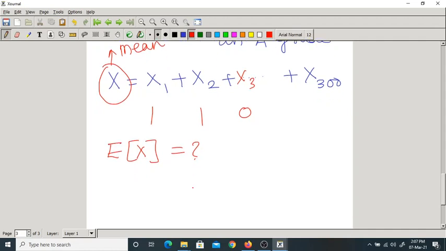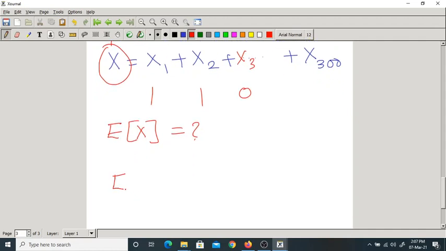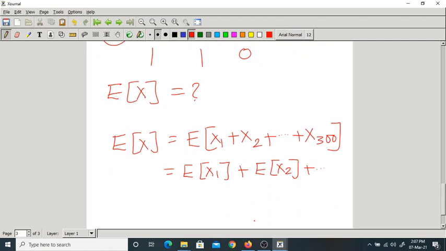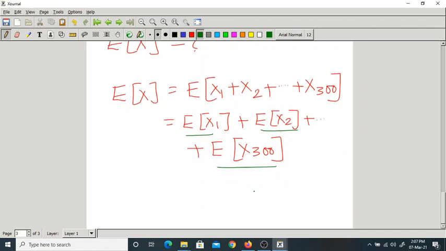Okay. Now, so simply, expectation of x equal to what now? Expectation of x1 plus x2 plus so on x300. Just now I told you it is also the same as expectation of x1 plus expectation of x2 plus so on expectation of x300. Now our aim is to find out the expectation of x1, x2, so on x300. Okay, but how to find the expectation of x1?